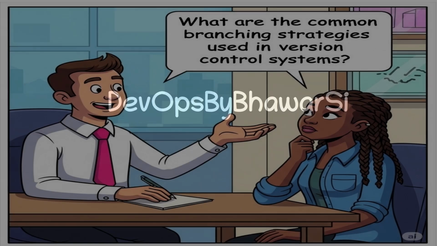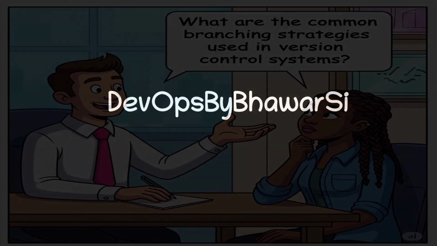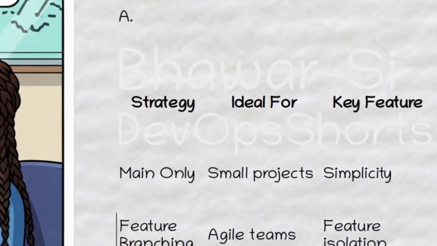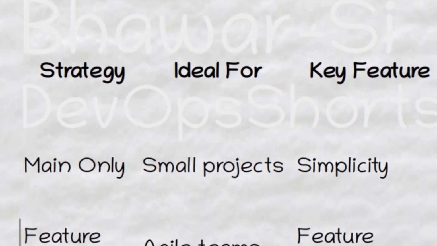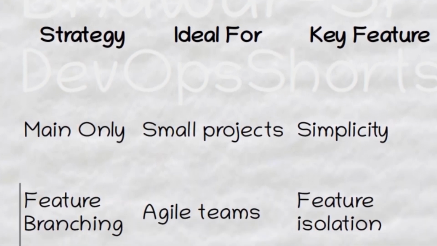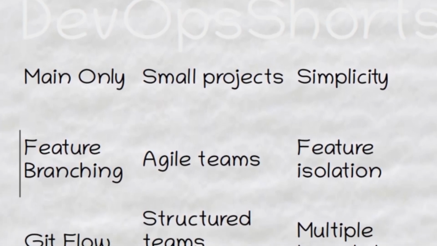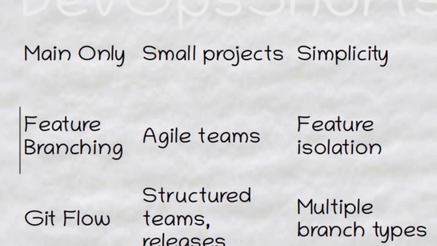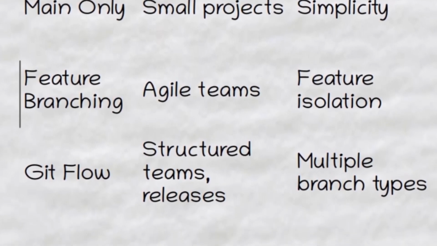Let's move to the next question. What are the common branching strategies used in version control systems? There are various branching strategies used in version control systems like Git. First, main or master-only strategy. Here, no branching is used, only the main or master branch. This is good for small or solo projects. Second, feature branching. Here, a separate branch is created for each new feature and merged back into main after review and testing. It's popular in agile and collaborative environments.